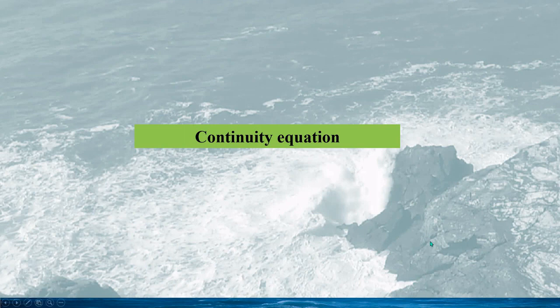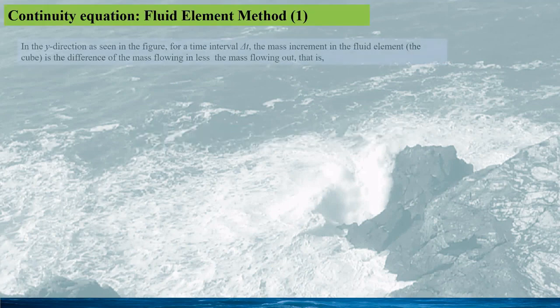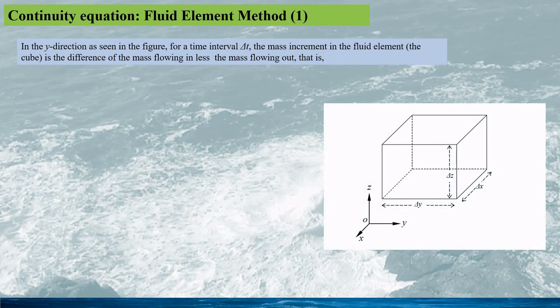In the next few slides, the continuity equation will be derived using both the fluid element method and the Reynolds transport theorem. These two methods are used to show the difference between them. We know that different ways can be used to derive the continuity equation. Here, the fluid element method is used for deriving the continuity equation.